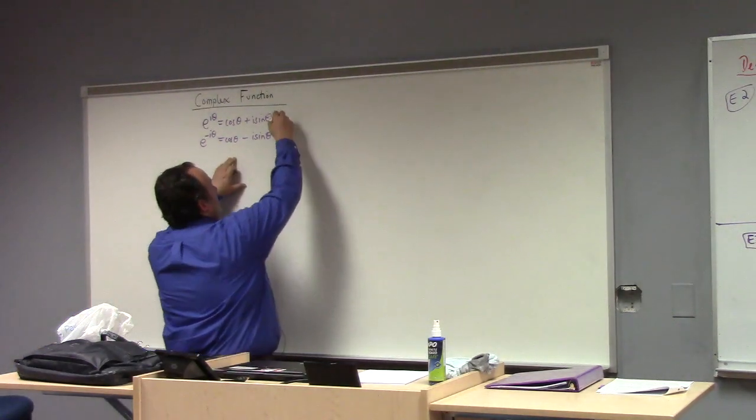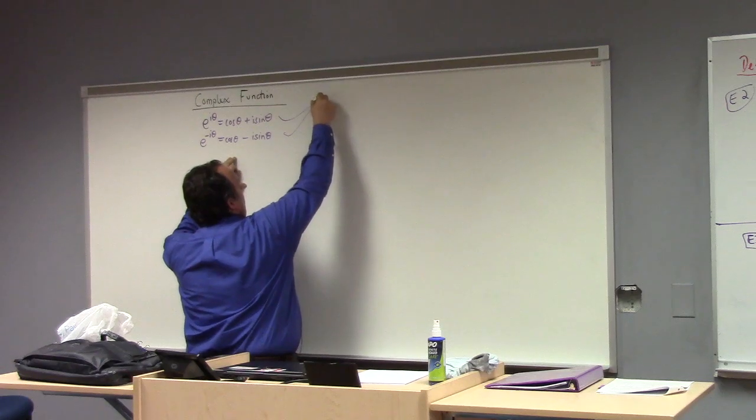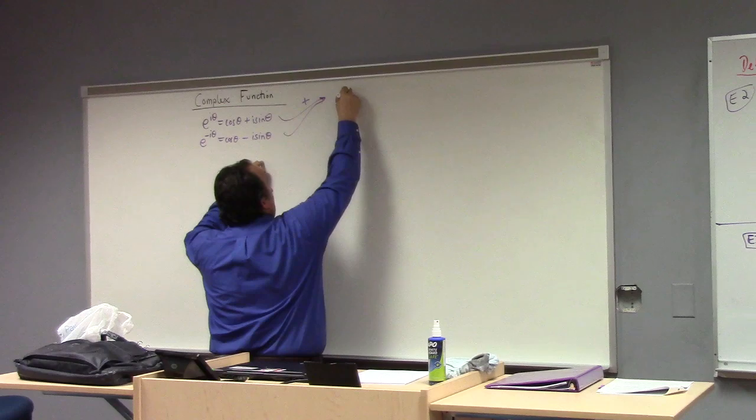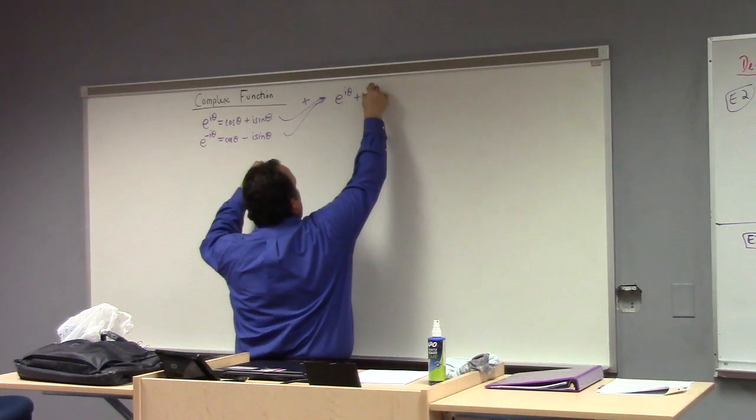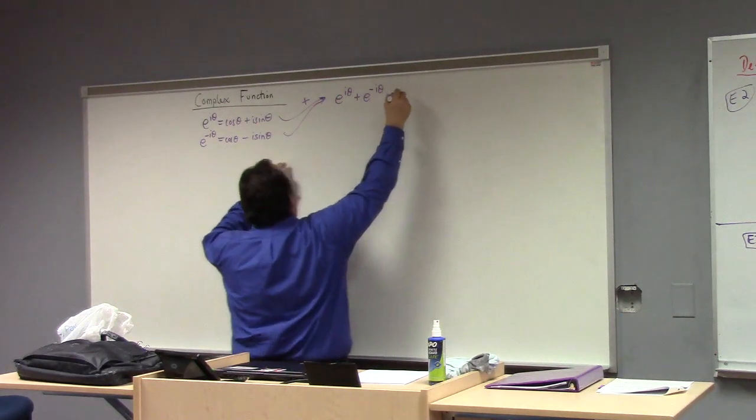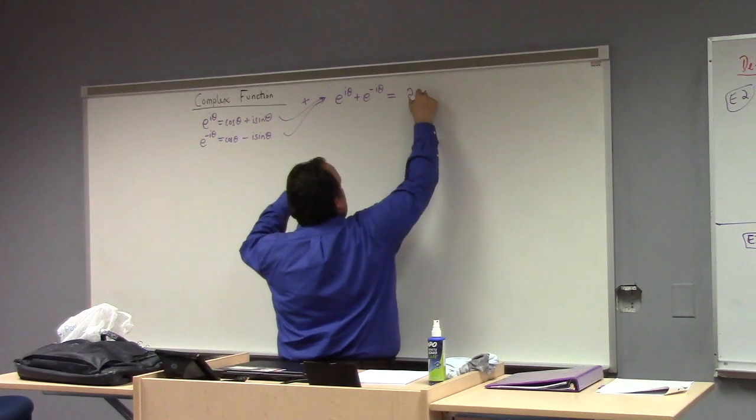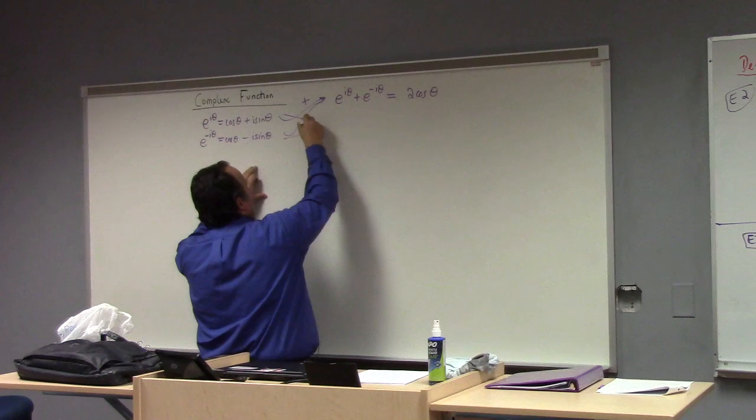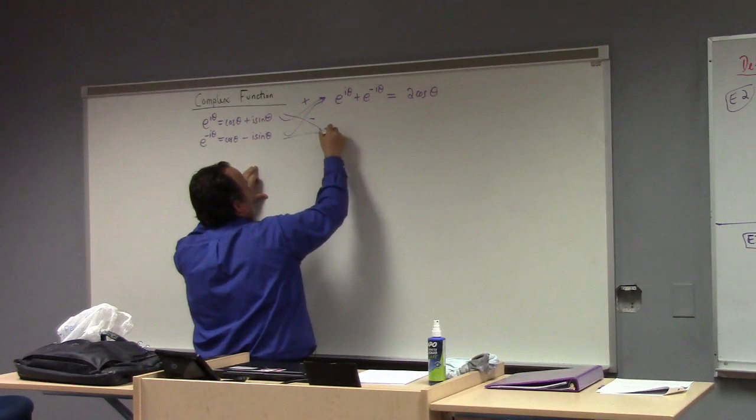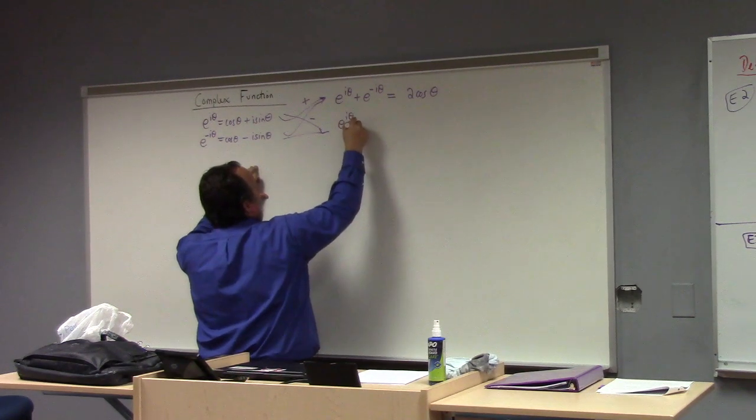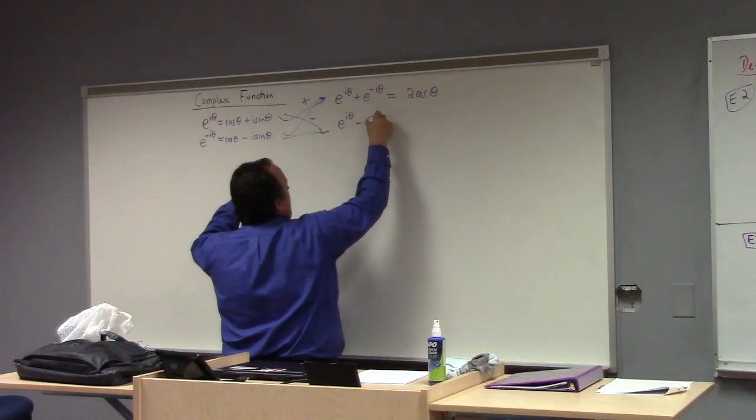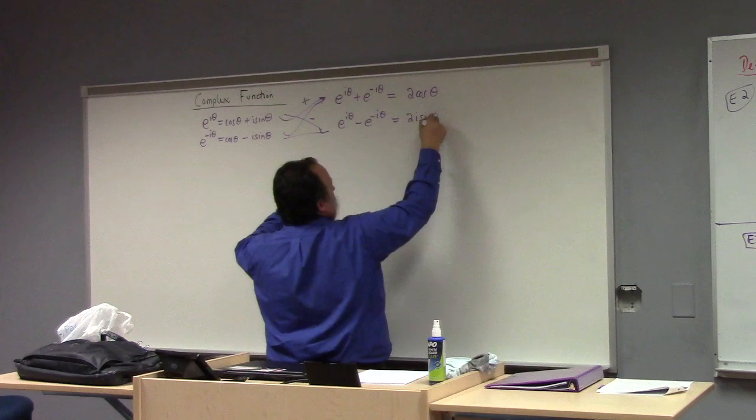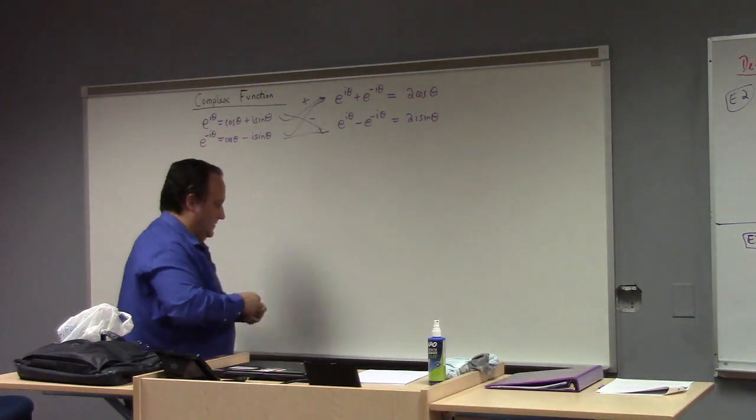Take these equations, right, and add them. What do you get? We get twice the cosine, yeah? Subtract them. What do we get? I heard a 2i sine theta. Very good. Therefore, what do we find?